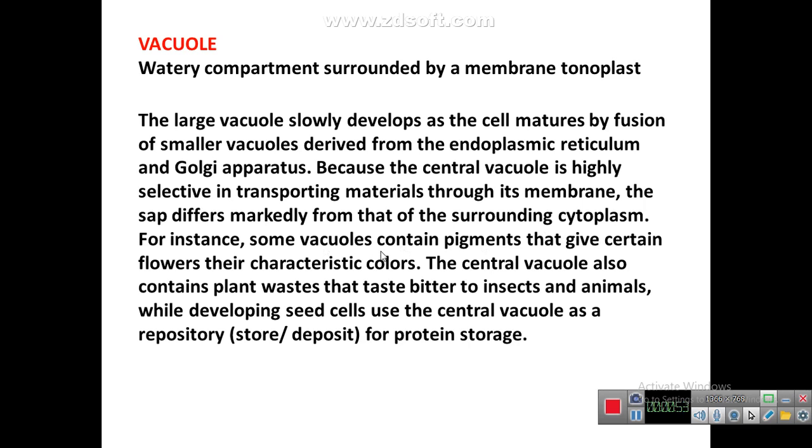For example, some vacuoles contain pigments that give characteristic color to the flower. The central vacuole also has some plant waste that tastes bitter to insects and animals. And also while developing the seed, the cells use the central vacuole as storage for depositing protein in them. Meaning when the seed is growing and developing, at that time the cell uses the vacuole so that protein can be stored in it.